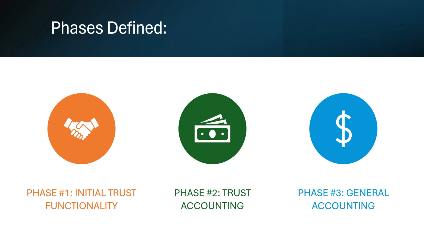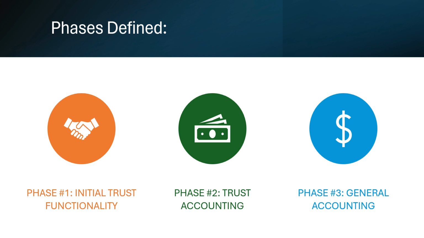Phase one is going to be just some functionality initially for trust clients for NetSuite. We believe that we can throw in some functionality that's going to help our current clients out initially. The second part is the trust accounting. So this is full-blown accounting at that point. And then phase three is general accounting, which also includes the user interface with the Scotty version of things, which we'll talk about in a moment.